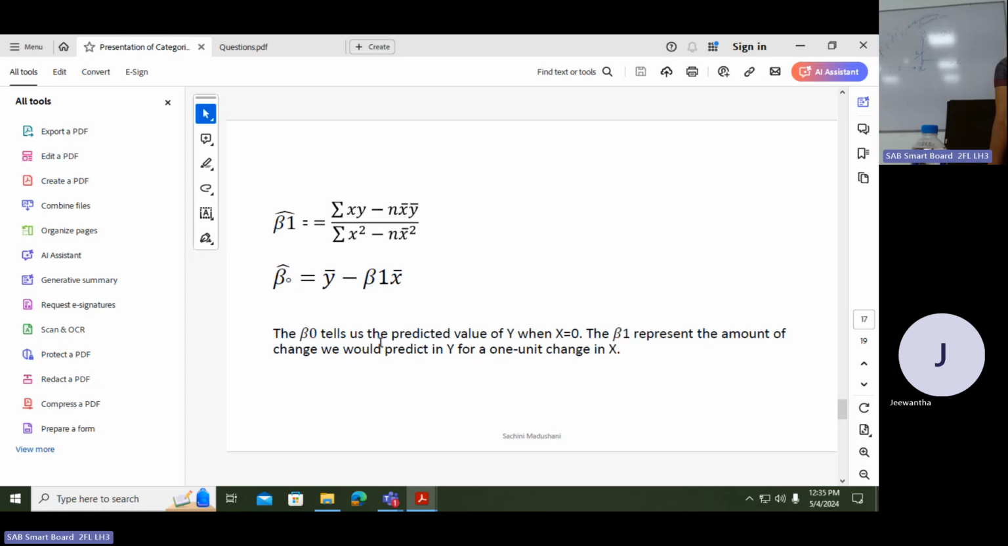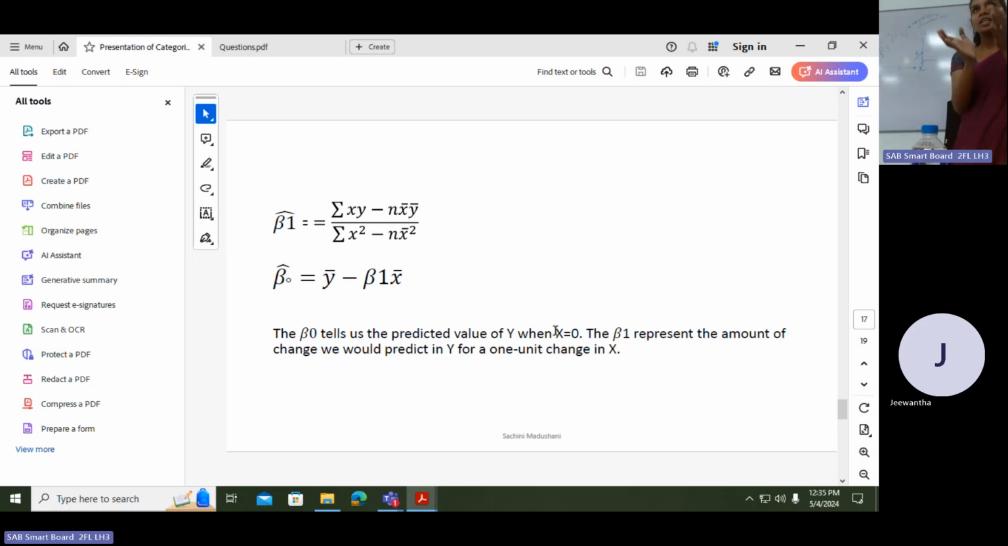Then there is the interpretation. The beta naught tells us the predicted value of y when x equals 0. Why? Through the regression model, we can always get the predicted or estimated value, not the real value.